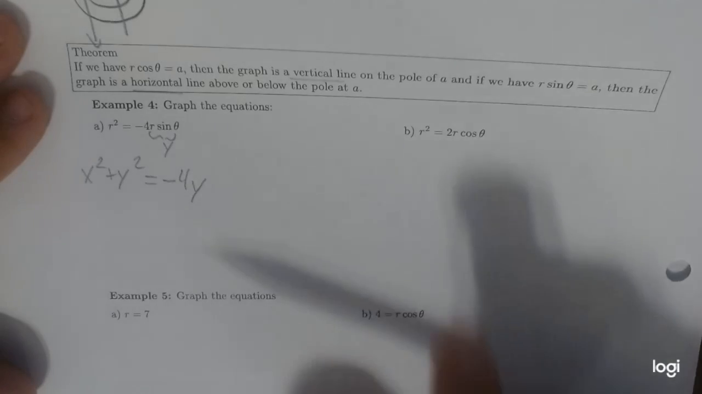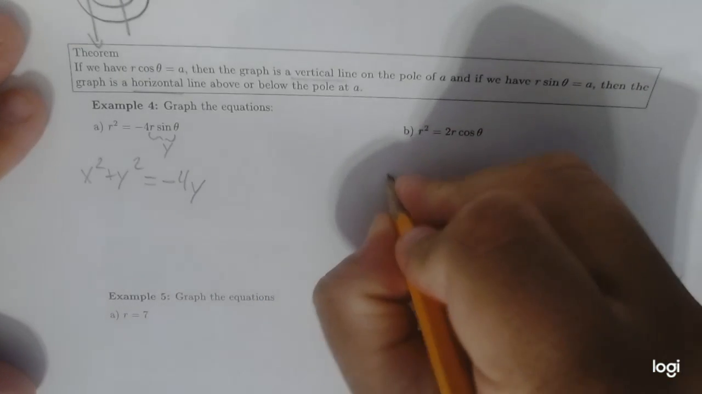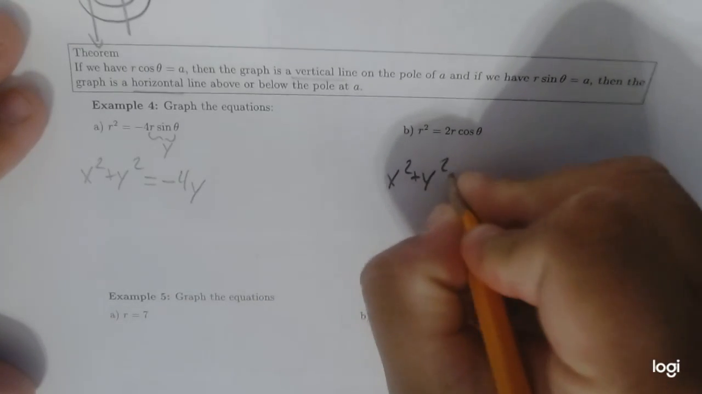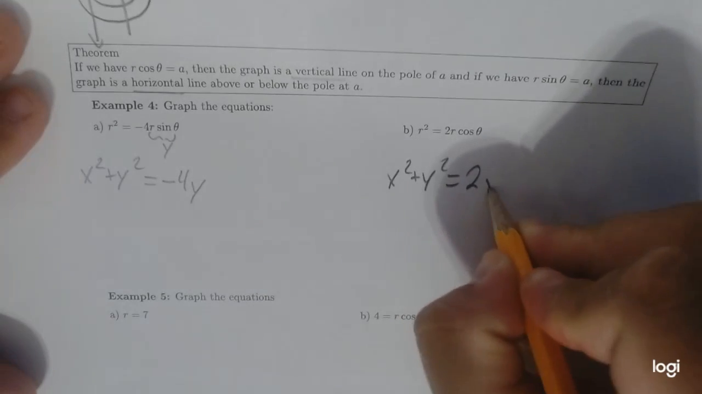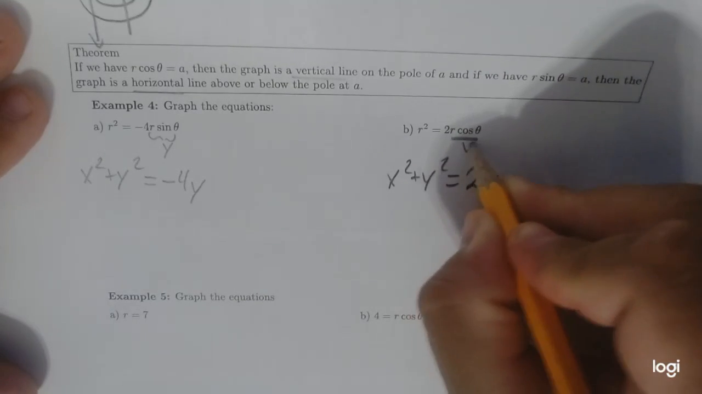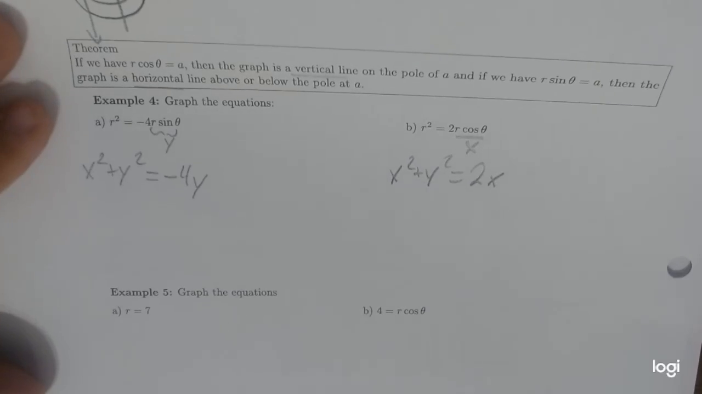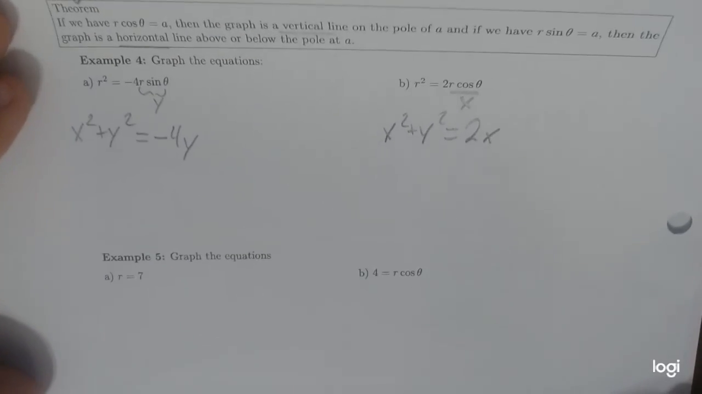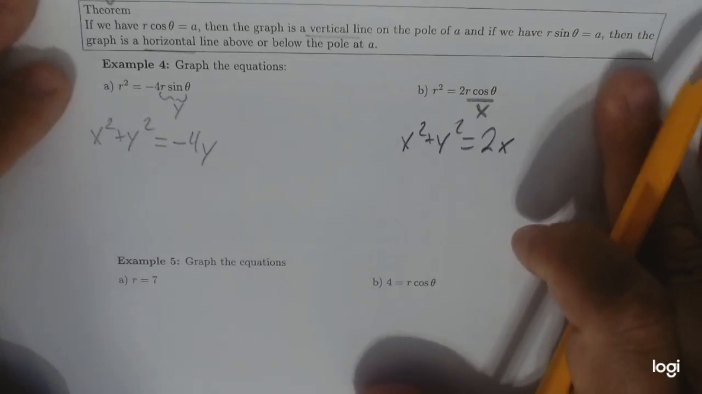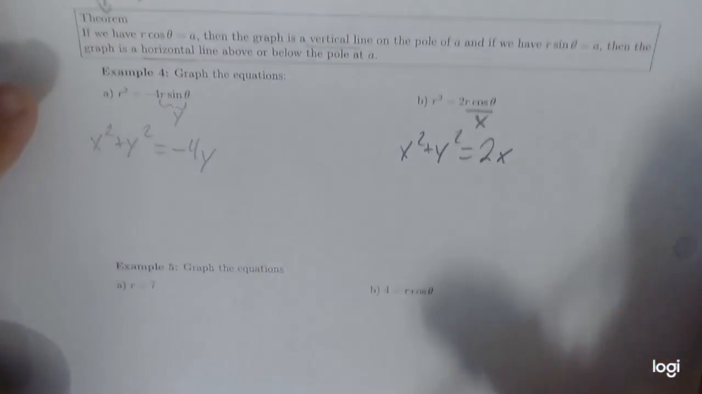So if we go over here, r squared is x squared plus y squared, and now this one is going to be 2x, right? Because that represents x itself, and that's it. Okay, so this stuff we can actually graph on our own, but for this section we're just going to go by that kind of stuff. Okay, so let's try the next ones.